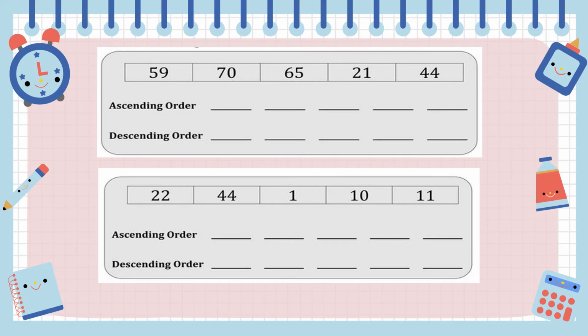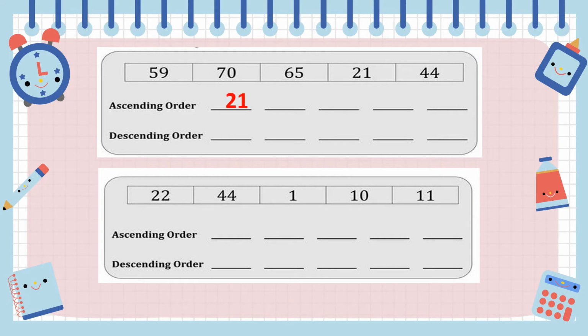Let's answer that example. We have here 59, 70, 65, 21, and 44. It wants me to arrange these numbers in ascending order and also in descending order. So first in ascending order, ascending starts with letter A like ant. And ant is very small. So I am going to start with the smallest number. Which one here? Yes, 21.